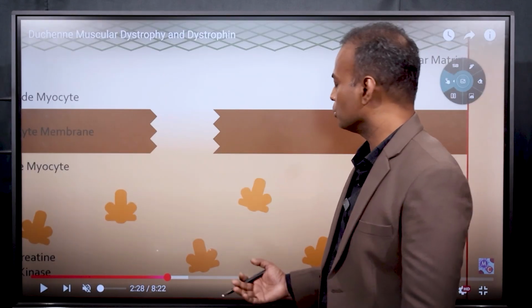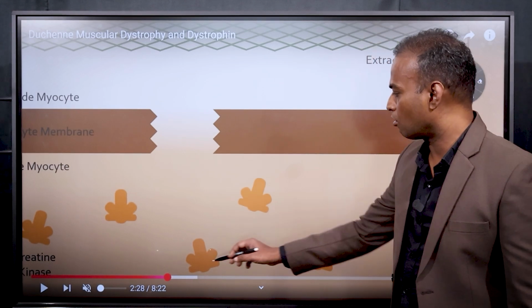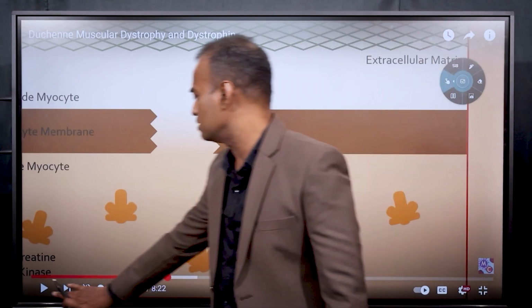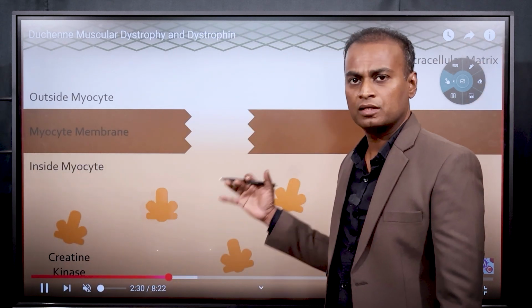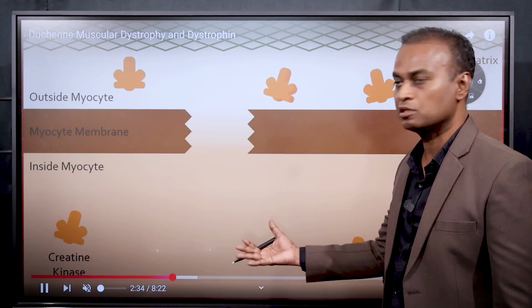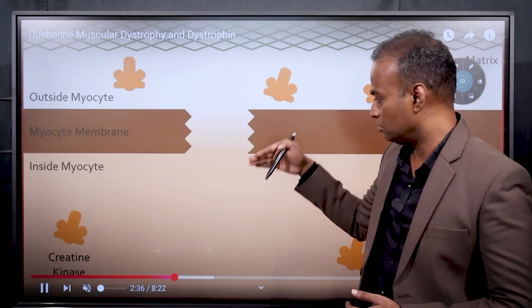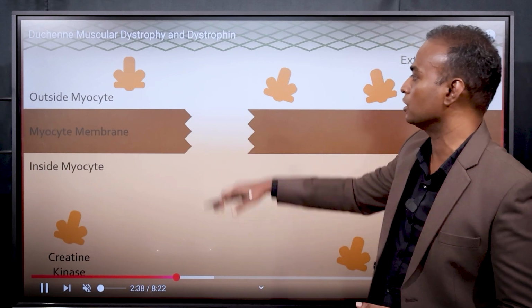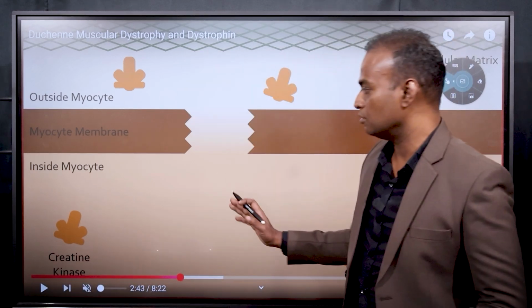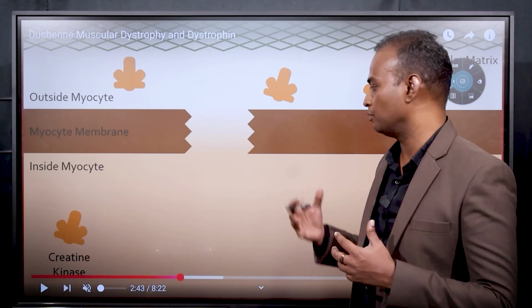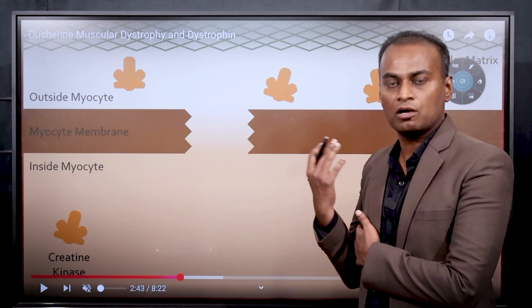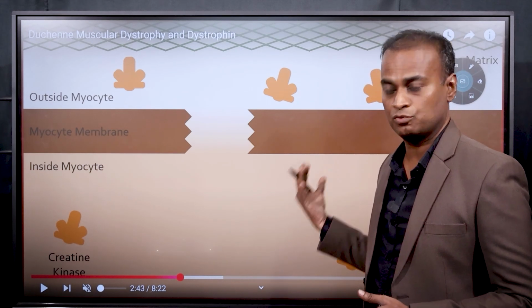The next thing that is going to happen: these are the orange structures, known as creatine kinase. Creatine kinase is present within the cell. It is the energy for the muscle cell, and because of this the muscle cell contracts. It should be present within the cell, but it goes out easily through this crack. Because of this, the cell will be there, but there will not be any energy for the cell to contract. That's the reason muscle contraction is lost and the muscle becomes weak.